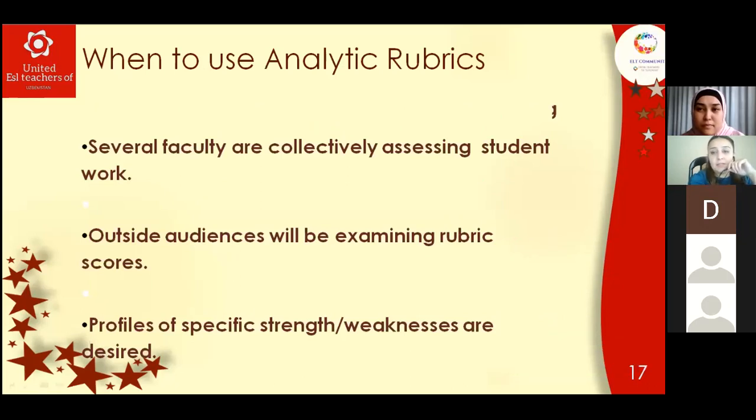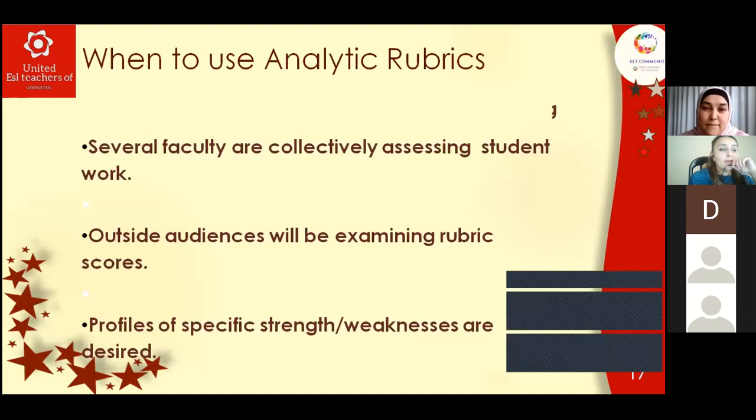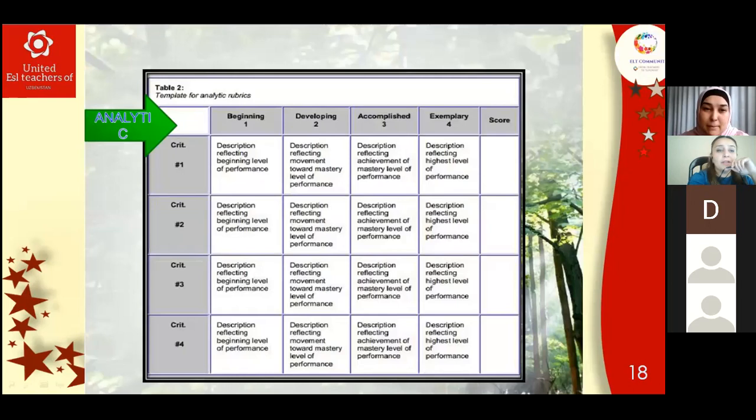but we have a smaller amount of assessors. In order to be clear with assessment and to match the assessors' assessment with this or that rubric, they create an analytic rubric. And its outcome will be examining rubric scores, and profiles of specific strengths are desired here. Okay, and if we continue, there is an example of an analytic rubric.